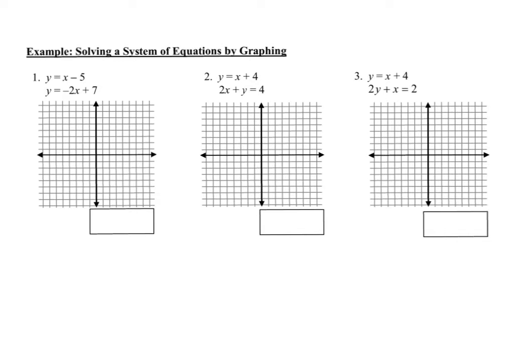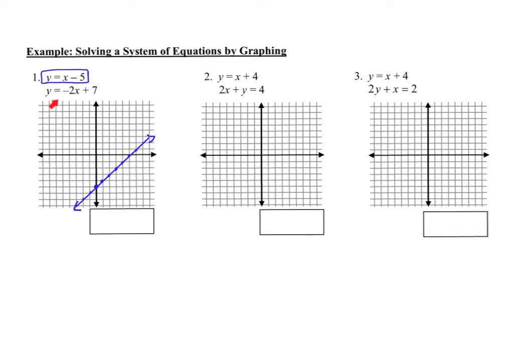Next, we're going to practice solving systems by graphing. In our first problem, we have y is equal to x minus 5, where my y-intercept is -5 and my slope is 1. So we're going to go ahead and put a point at -5, and then we're going to go up 1, right 1 to represent a positive slope.